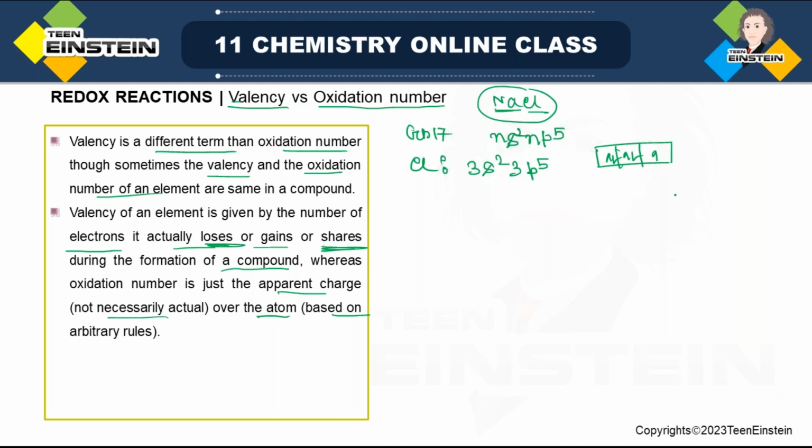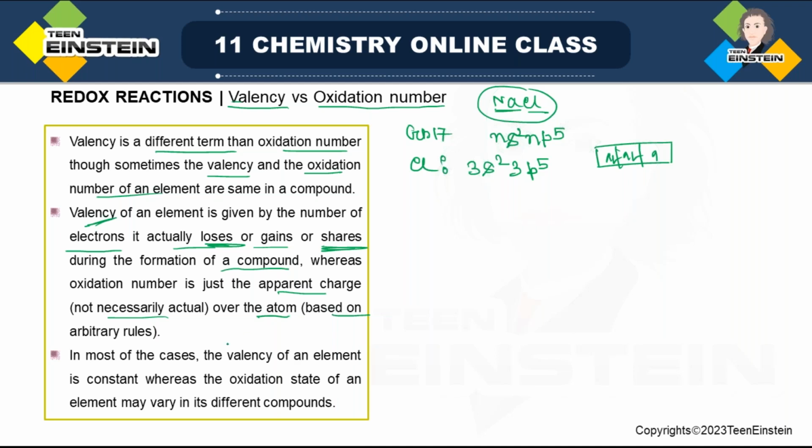Or it may be that it is sharing the electrons. So these are the possibilities. Depending on how many electrons it is losing or gaining or sharing, we can consider its valency. So chlorine can show different types of valency. When it is accepting an electron, the valency is 1. But suppose if it is sharing only 3 electrons, then it will show valency 3. So it may vary. Oxidation number also can vary, but these two are not the same. The definition is different.